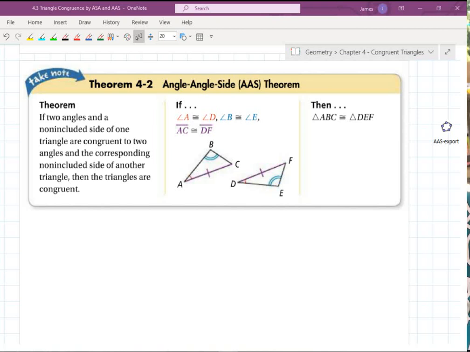Okay? But it says if two angles and a non-included side. Two angles and a non-included side. So that's why the S is at the end of the name here, to show that it is not between the two angles that we have identified. Okay? So all the other ones that we've done are palindromes. You guys know what a palindrome is? Mom, dad, race car. Those are all palindromes. What is mom, dad, race car?